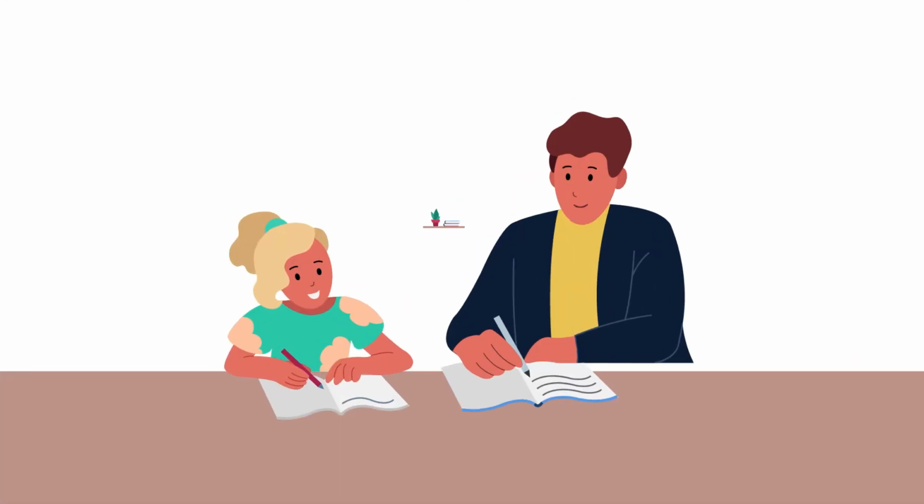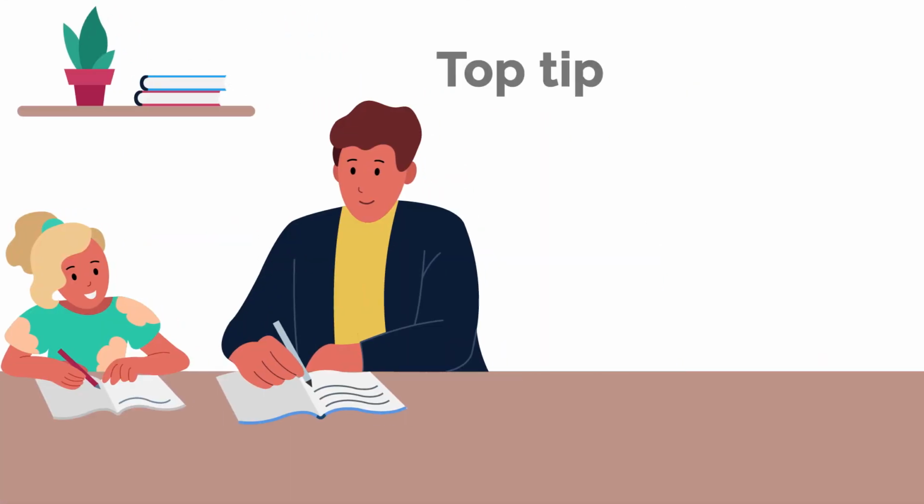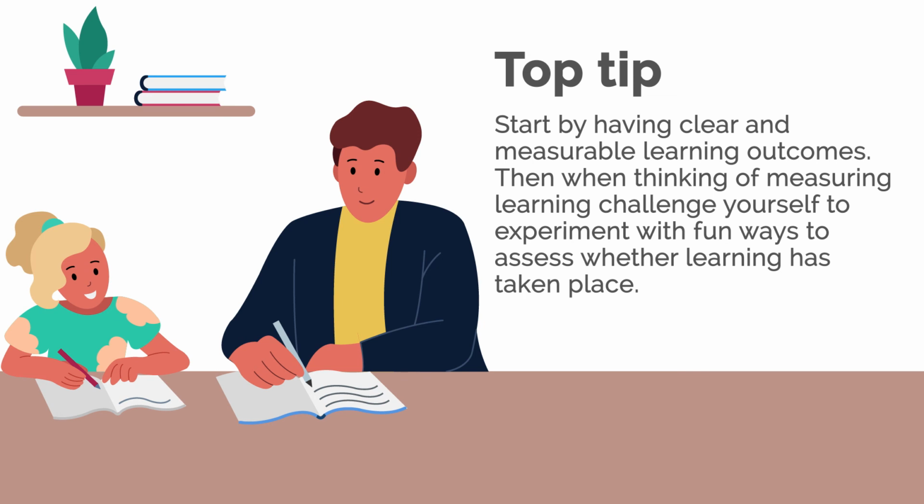So, top tip number 9. Start by having clear and measurable learning outcomes. Then, when thinking of measuring learning, challenge yourself to experiment with fun ways to assess whether learning has taken place. For example, how about measuring learning during a geography lesson by planning a treasure hunt?